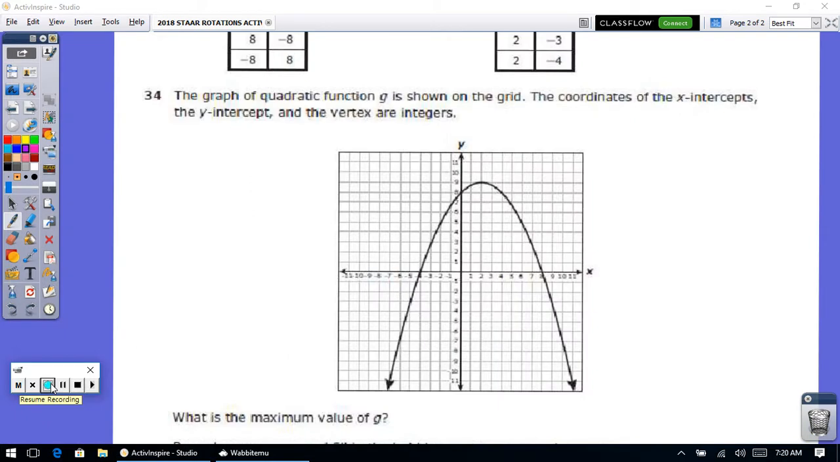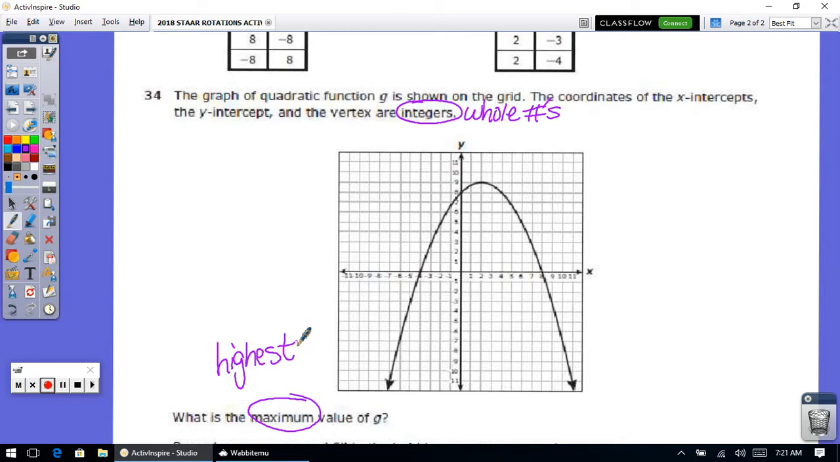34, the graph of the quadratic function G is shown on the grid. So they're calling this graph just the G graph. The coordinates of the x-intercepts, y-intercept, and the vertex are integers. Integers are whole numbers. We're not creating any coordinates, we just want to pick a whole number here. And if you get down to what the question is asking, it's asking you what is the maximum. That is the highest point on the parabola here. So your highest point is located right here. And how far up in the y direction is the highest point located? It is located at 9.